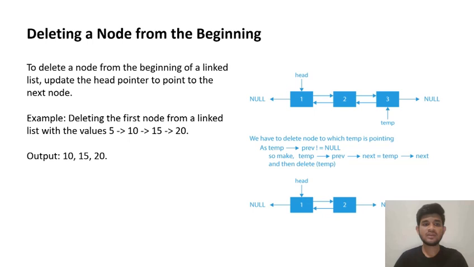Deleting a node from the beginning. To delete a node from the beginning of a linked list, update the head pointer to point to the next node.